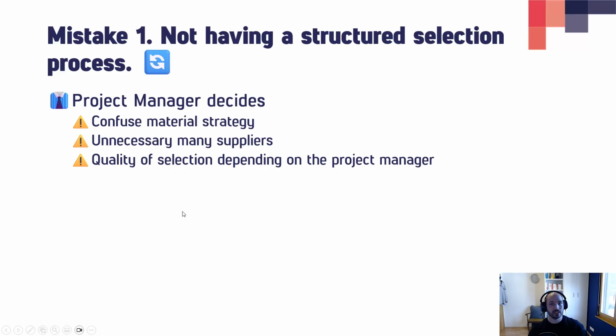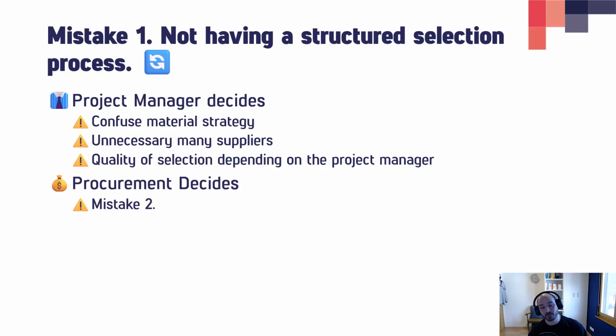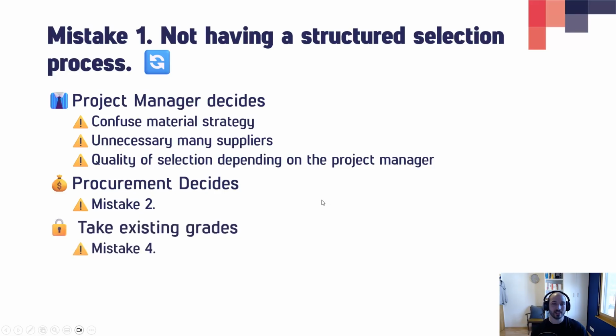They go to a fair, they see a supplier, they talk to them, they seem very competent. And then you have another supplier on your supplier list, which is pretty difficult to handle after a time because there are unnecessarily many suppliers. And the quality of the material selection is of course dependent on the project manager. And there is variation number 2, that procurement decides, and this ties in perfectly with mistake number 2. And then there is variation number 3, that is we take existing ones, which will tie in perfectly with mistake number 4.